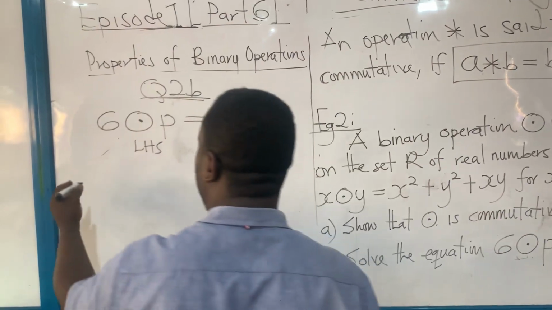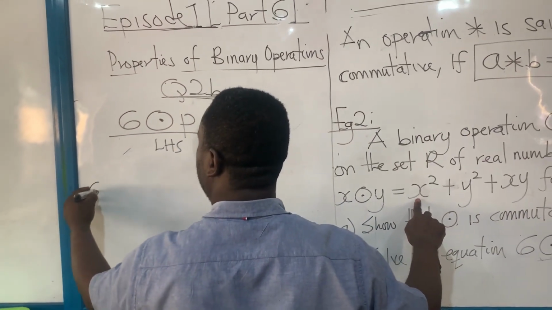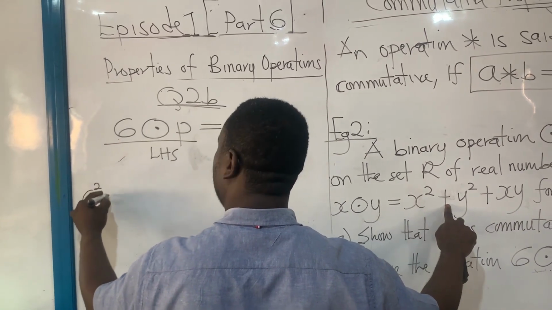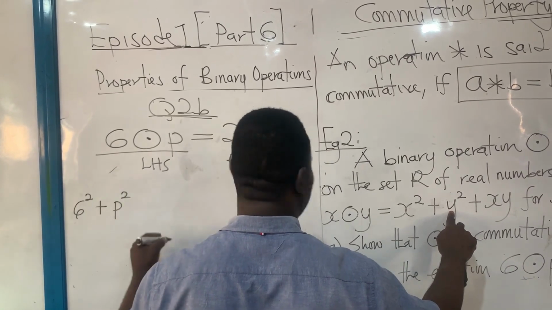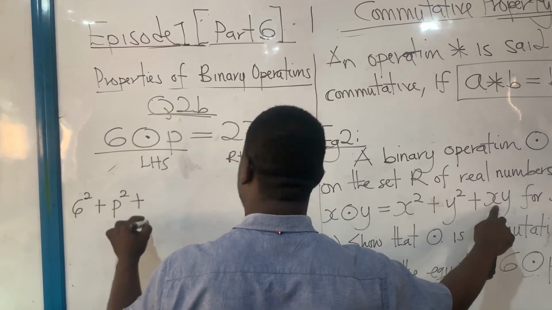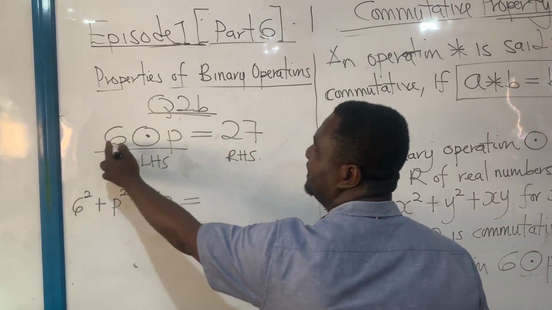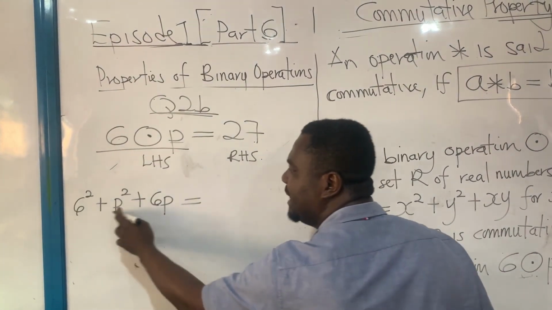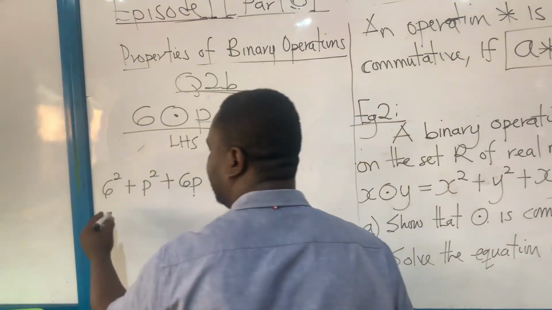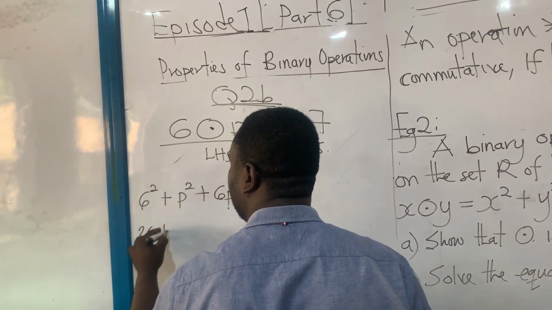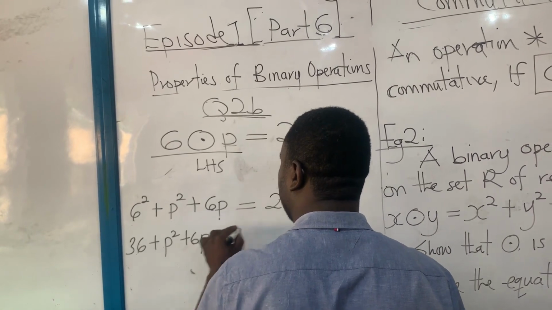All right. So watch it. Your left hand side, watch it. Which is what? 6 squared plus, you said your y is P, so we are going to get P squared plus 6P equal to everything. You said everything equal to 27. Then everything here should be equated to 27. Alright, so you're going to get 36 plus P squared plus 6P equal to 27.